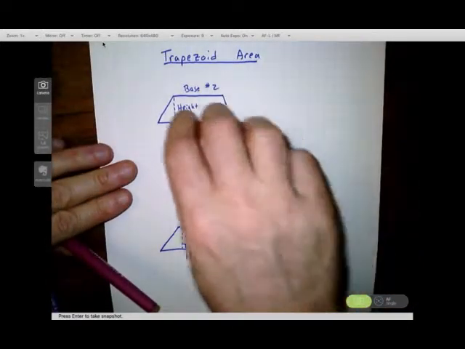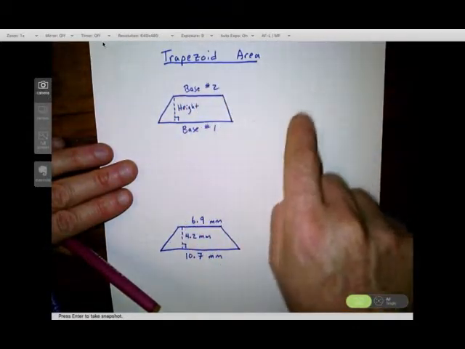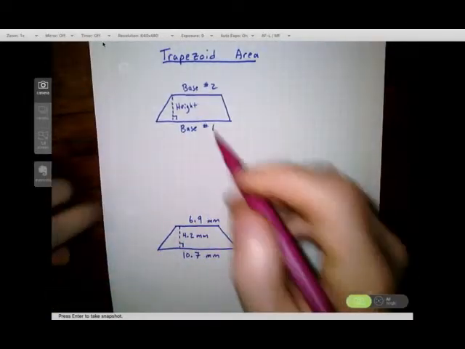So like the triangle, I'm going to take this trapezoid and spin it around and attach it over here. Okay, so let me do that.